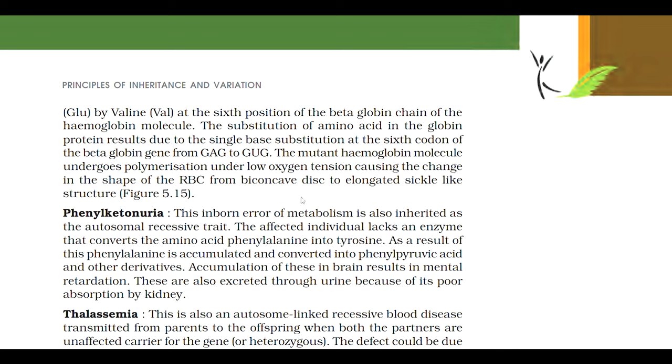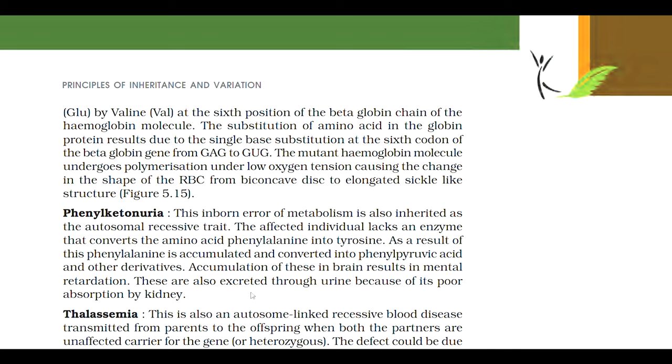Phenylketonuria. This inborn error of metabolism is also inherited as an autosomal recessive trait. The affected individual lacks an enzyme that converts the amino acid phenylalanine into tyrosine. As a result of this, phenylalanine is accumulated and converted into phenylpyruvic acid and other derivatives. Accumulation of these in the brain results in mental retardation. These are also excreted through urine because of poor absorption by the kidney.